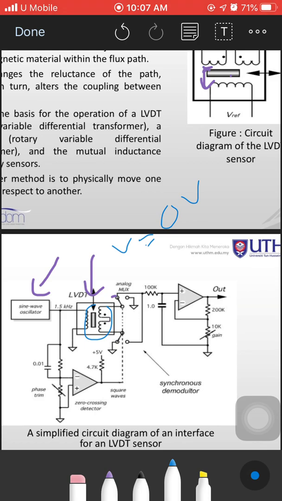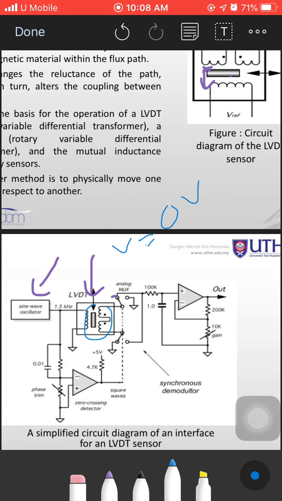At steady state, the amplitude of the induced voltage will be proportional, linear within the operating region, to the core displacement. The LVDT also provides the direction as well as the magnitude of the displacement. The direction is determined by the phase angle between the primary voltage and the secondary voltage.